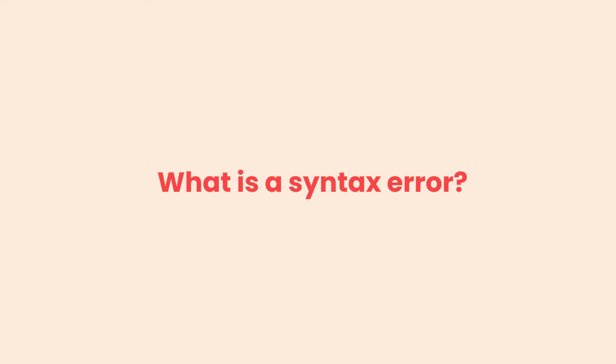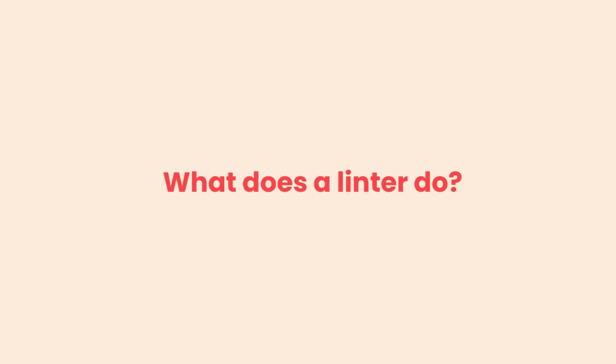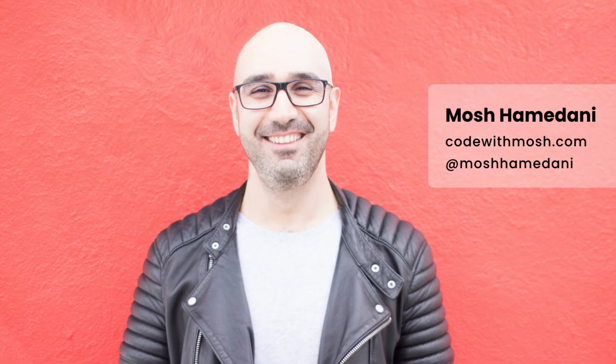And finally, the last question. What does a linter do? A linter is a tool that checks our code for potential errors, mostly in the category of syntactical errors. So if you have grammatical issues in our code, the linter will tell us before running our program. Okay, that's it for now.